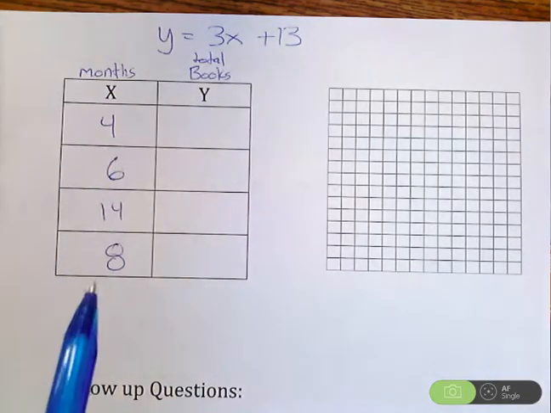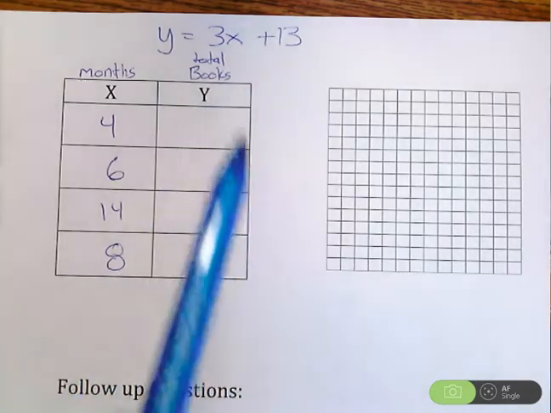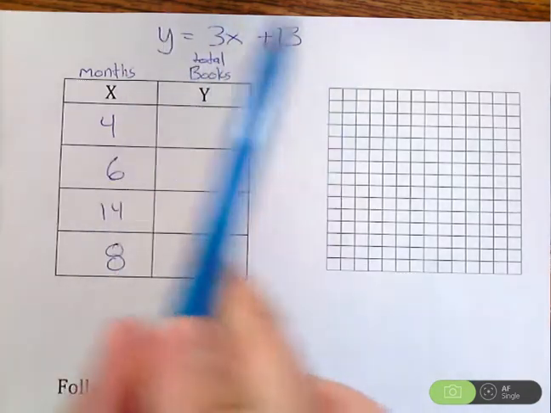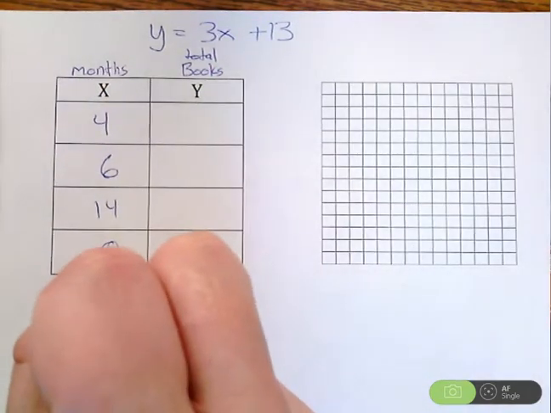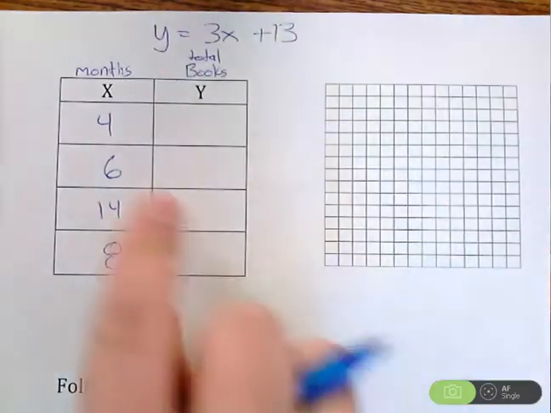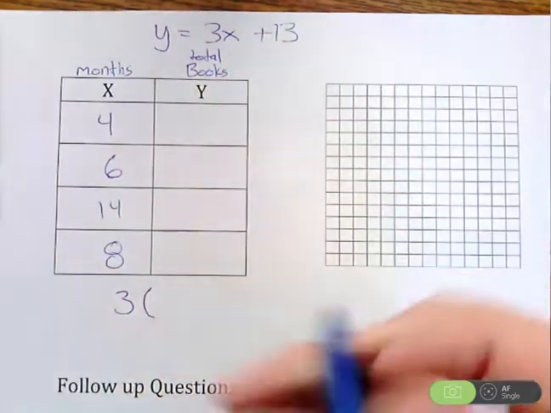So now that I have some x values picked out, I need to figure out some y values as well. I have this equation, and I have some x values. What we're going to do is just plug in here. So instead of having an x, we're going to take these values and plug them in for x.